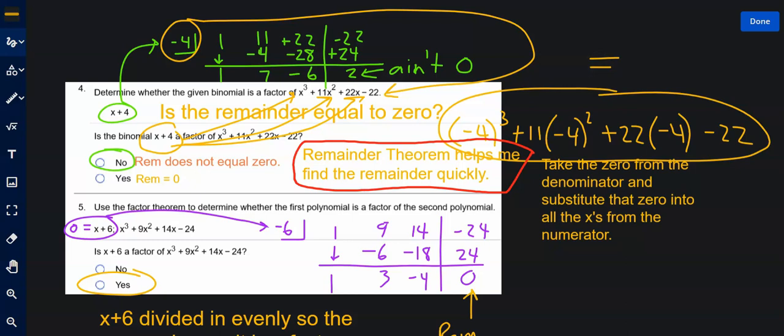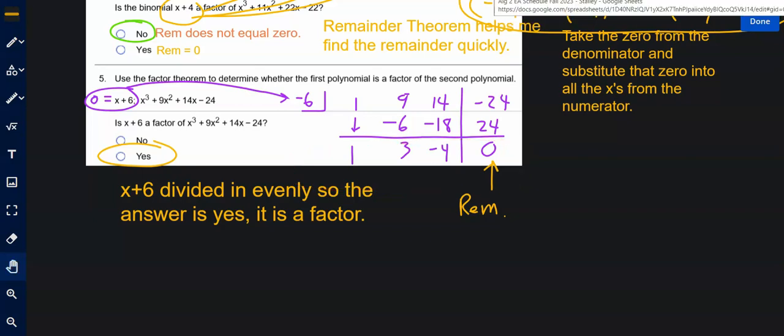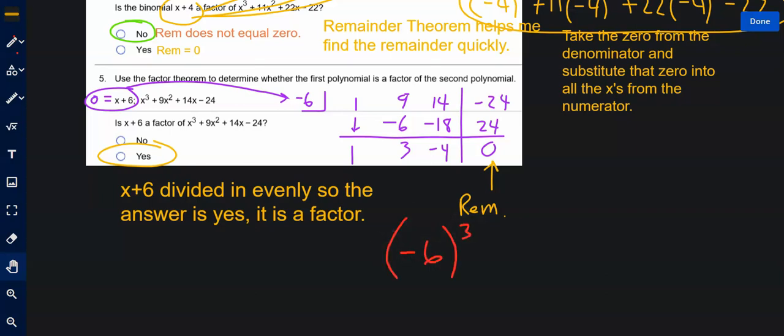Now, if you type this in correctly, you should get 2. You can type it out and see that you're going to get 2. Likewise, on number 5, if I take negative 6 and I plug it in, right? Negative 6 to the 3rd power plus 9 times negative 6 squared plus 14 times negative 6 minus 24.